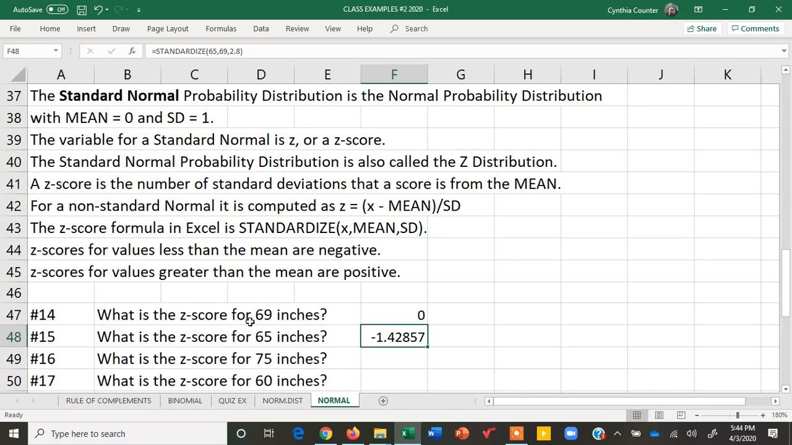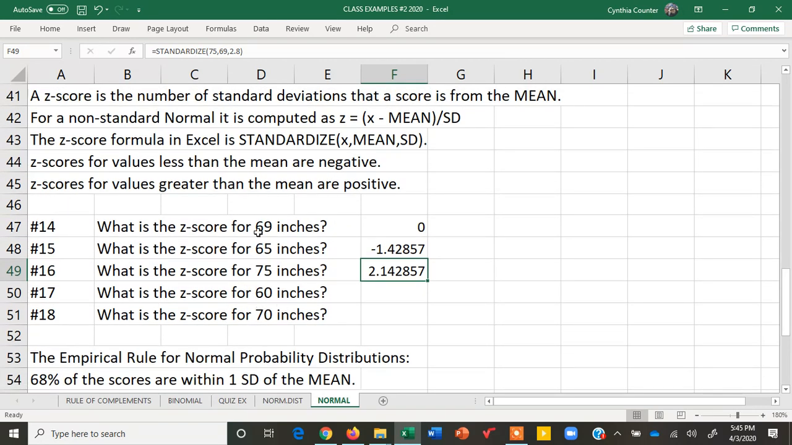75 inches is bigger than the mean of 69 inches, so this will have a positive z-score. Equals STANDARDIZE 75, 69 for the mean, comma, 2.8 for the standard deviation, and we get 2.14. So this score here is 2.14 standard deviations away from the mean, and it's greater than the mean. So we say it's 2.14 standard deviations above the mean, whereas the 65 inches had a z-score of negative 1.428. We could say that this is 1.428 standard deviations below the mean.